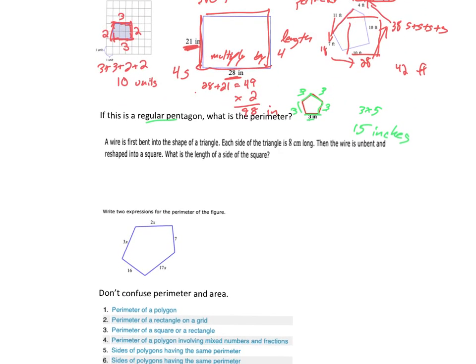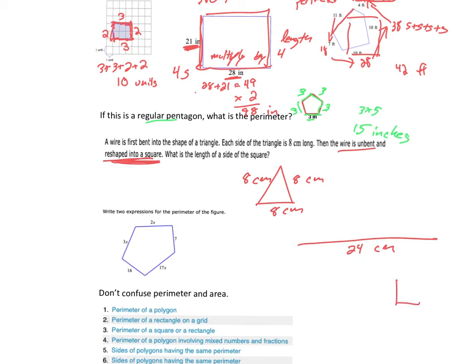Okay, this next one. A wire is first bent in the shape of a triangle, and again, using my artist techniques, I'm just going to draw it. Each side of this triangle is 8 centimeters. Then the wire's unbent. Okay, so we're going to have a straight wire. We unbend that. So now the whole thing is 8 times 3, 24 centimeters. And then it's reshaped into a square. It's a square now. Okay, so a square has every side the same length. Well, each side's not 24. That doesn't make sense, because it'd be 24 plus 24 plus 24 plus 24. Don't do that.